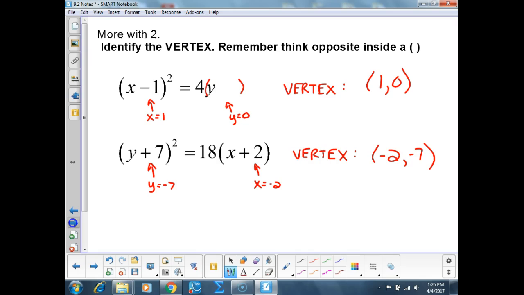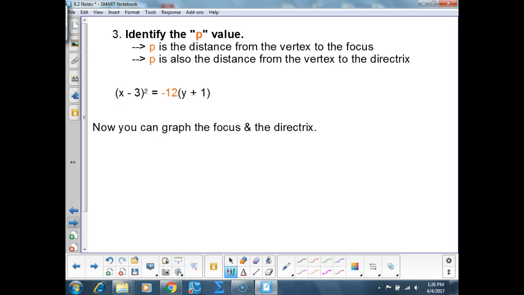In this unit, we will have left and right parabolas. So far, up to this point, you've only had up and down parabolas throughout your Algebra 1 and Algebra 2 careers. We are going to take it up another notch and go left and right. All right, so we're back into it.